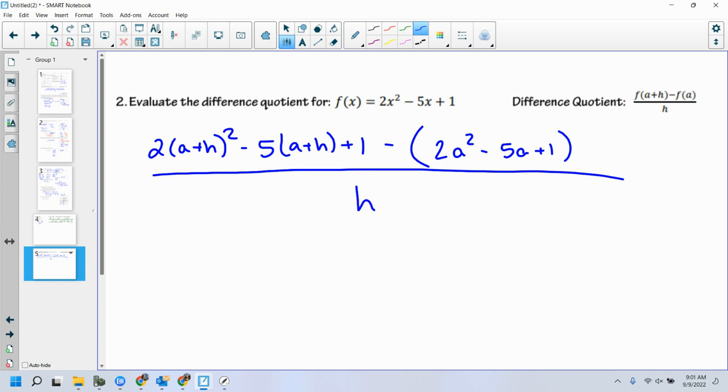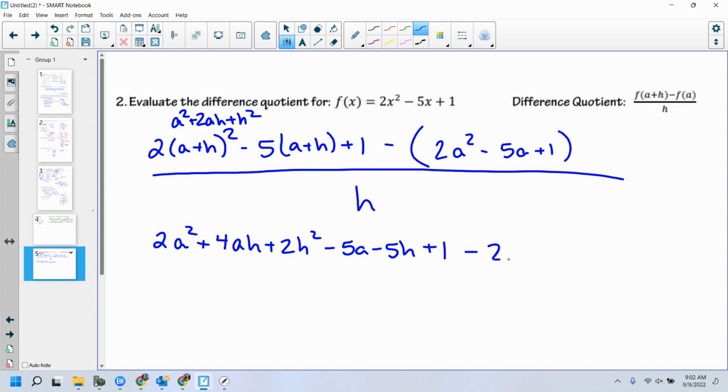All right, here. So we got a plus h squared. Well, a plus h squared is a squared plus 2ah plus h squared. So when I distribute the 2 in, that's going to be 2a squared plus 4ah plus 2h squared. Distribute the negative 5 in, that's negative 5a minus 5h plus 1. Let's distribute the negative in. Minus 2a squared plus 5a minus 1, all divided by h.